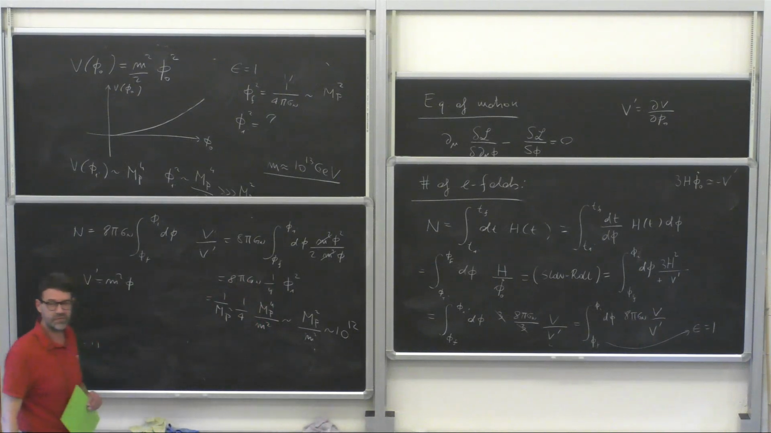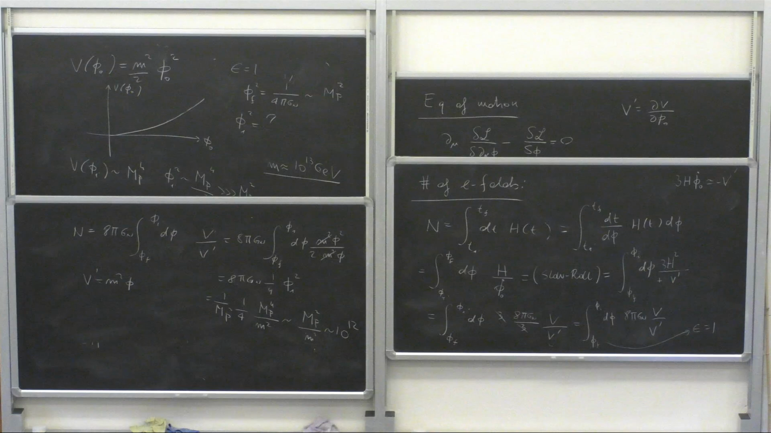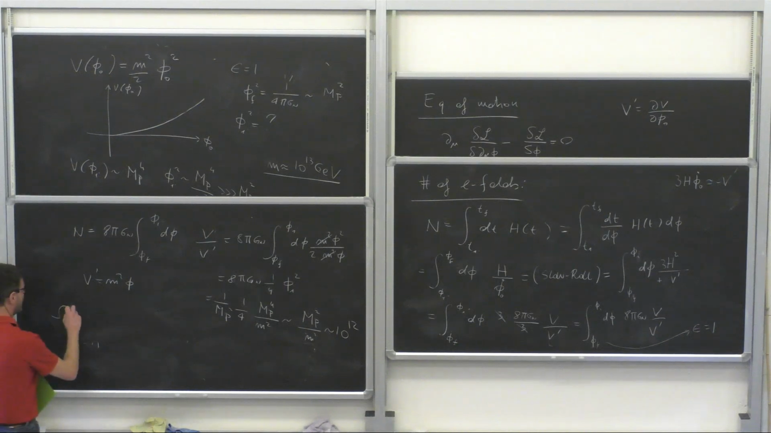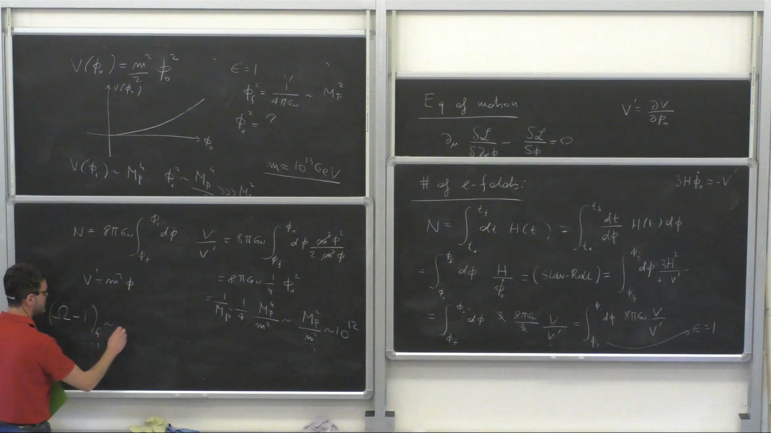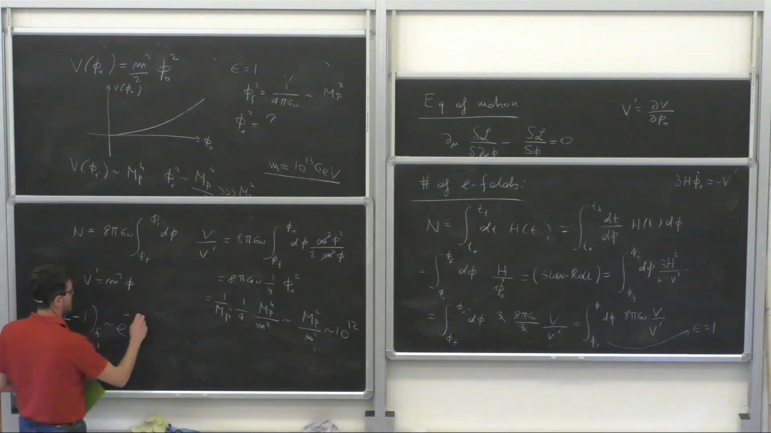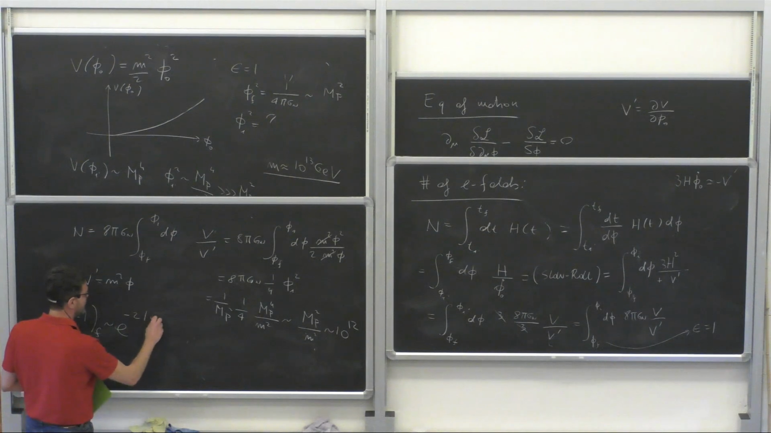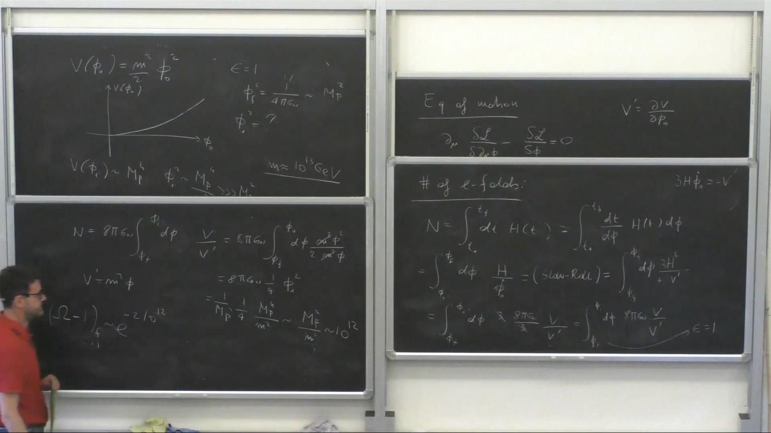Okay, so the number of e-folds in this simple model is not 60, but in fact is 10 to the 12. Meaning that the Omega minus 1, since it goes like e to the minus 2N, the Omega minus 1 at the end of inflation, so we said f, is going to be e to the minus twice 10 to the 11, 10 to the 12.